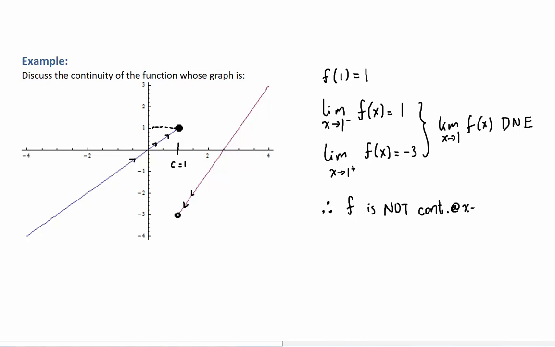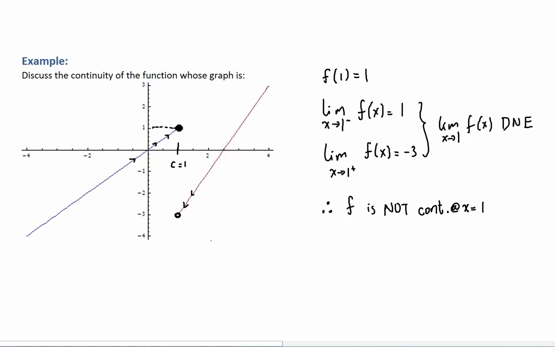At x equals 1. So you just need one to fail and the function then is not continuous. And you see, I could have seen it. I cannot draw it in one single stroke. I have to lift my pen and move down and then continue to draw it. So that is a more intuitive way of seeing continuity.